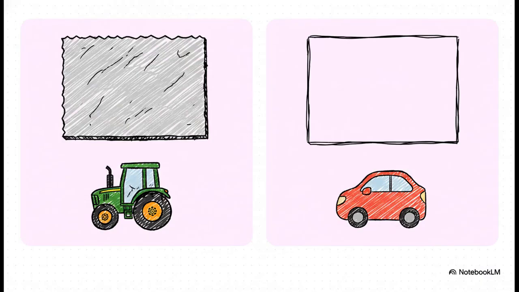But just like screws, not all sheet steel is created equal. The two big categories are hot-rolled and cold-rolled. Think of hot-rolled as the rugged, no-nonsense workhorse. It's perfect for things like farm equipment, where looks don't really matter.